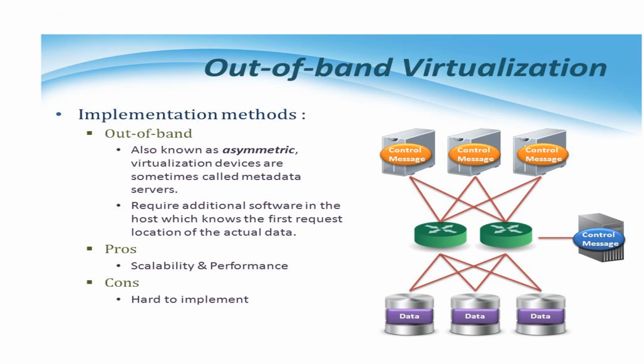So this is the diagram for out-of-band virtualization. The implementation method is out-of-band, also known as asymmetric virtualization; these devices are sometimes called metadata servers. It requires additional software in the host which knows the first request location of the actual data. The major advantage is scalability and performance, but the drawback is that it is hard to implement.